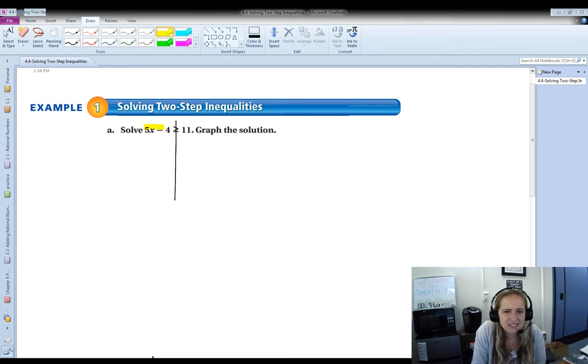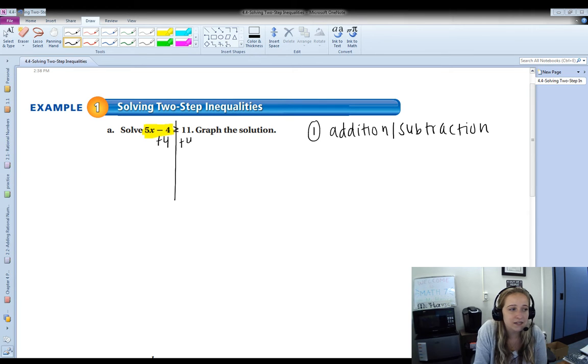So let's pay attention to the side that the variable's on, because that's the side we always want to pay attention to. Then typically we want to do our addition and subtraction move first, okay? So let's look. What's attached to the variable? Well, I see a -4. So in order to cancel out a -4, I'm going to need to add 4 to both sides. That's going to leave me with 5x. Remember, write the inequality symbol, is greater than or equal to 11 plus 4, which is going to give me 15.